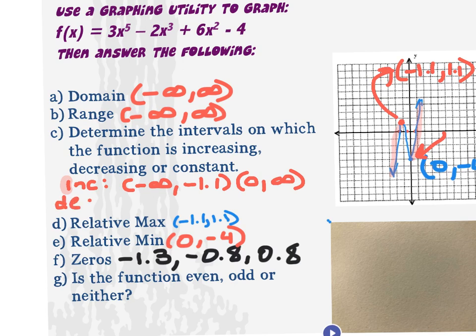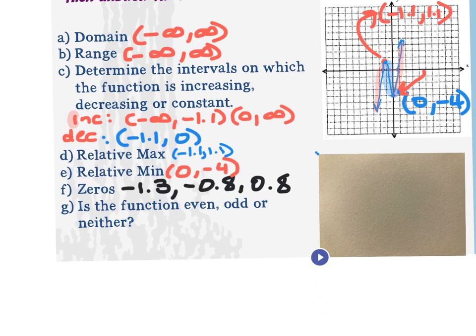And then it's decreasing from here to here. So the x coordinates there are negative 1.1 to 0. And no point is this flat, which would make it constant. Still with me? Yeah? Okay, the last question that we haven't answered is the function even, odd, or neither? So how do I know if it's even?